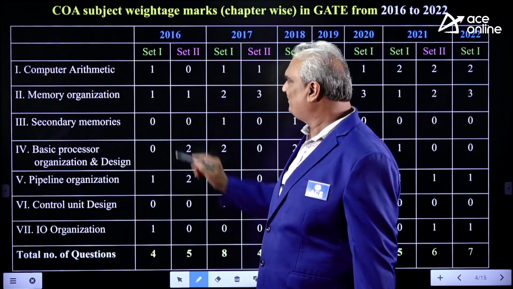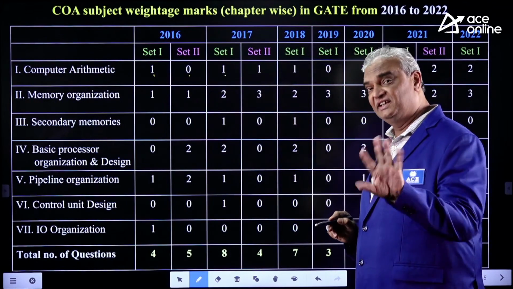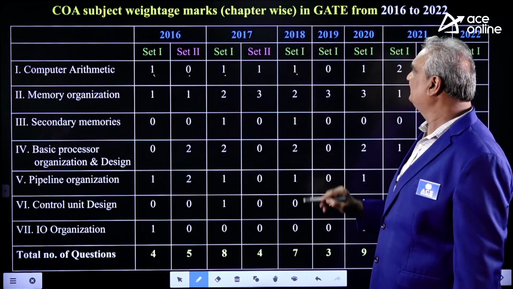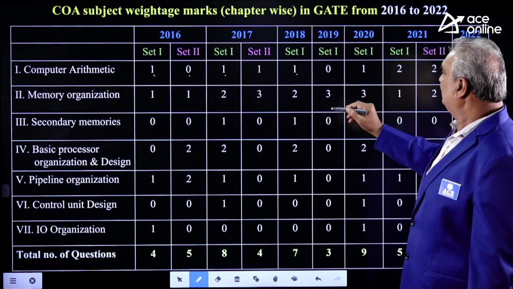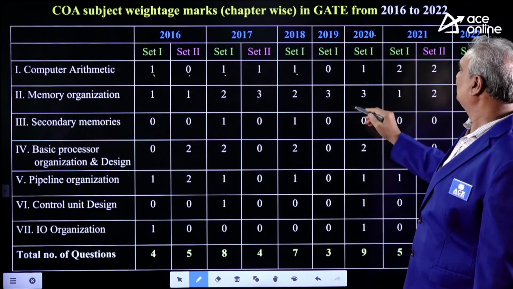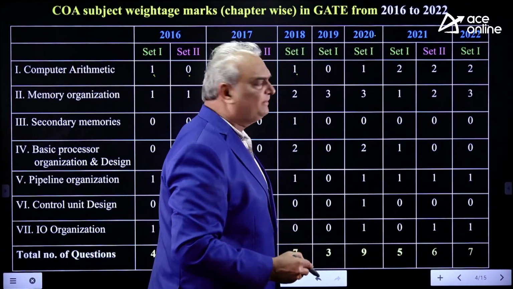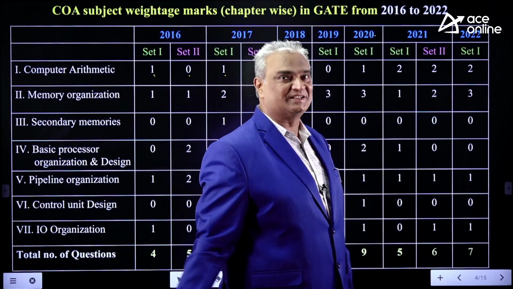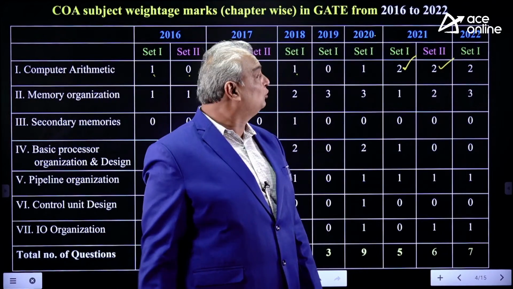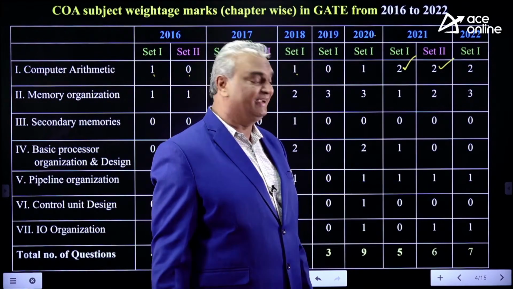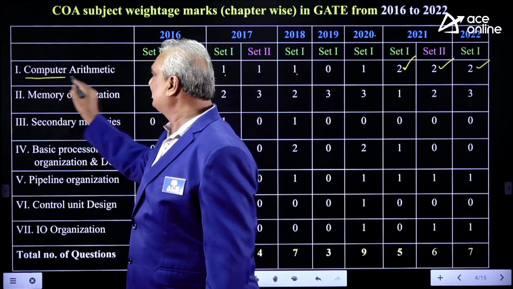2016, 2 sets are there. 1 question here, no question. 2017, 1 question in each paper. 2018, single set, 1 question. 2019, unfortunately there was no question. Next, 2020, single set, only 1 question. Next, 2021, 2 sets are there and 2 questions in each set. 2022, again 2 questions. It is the importance of the computer arithmetic topic.